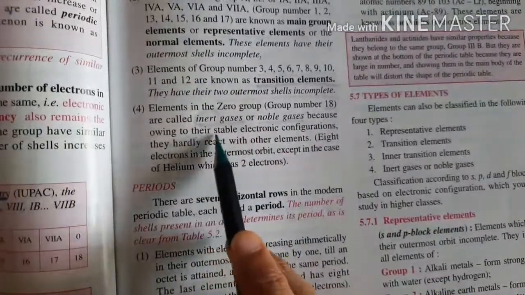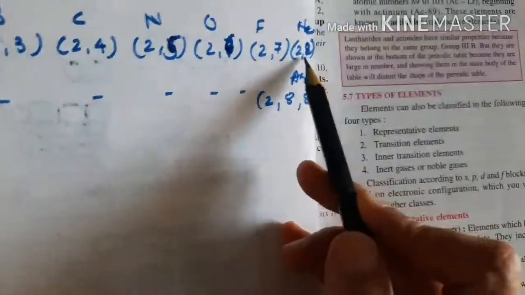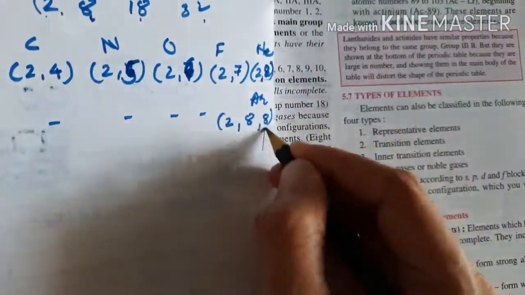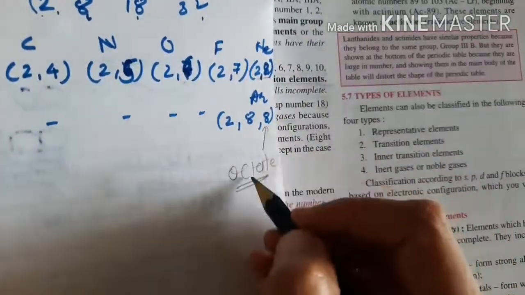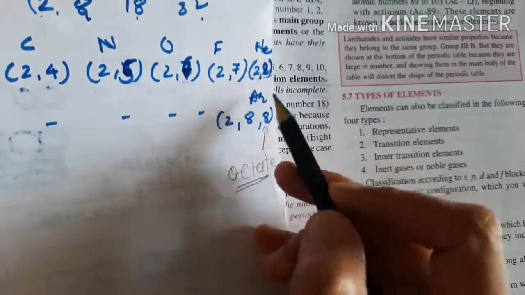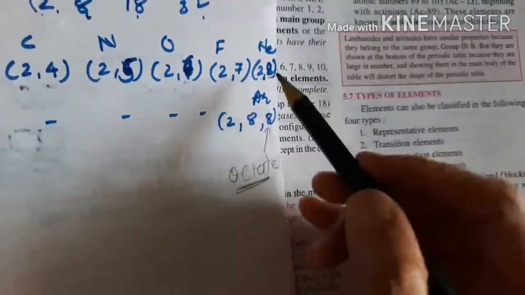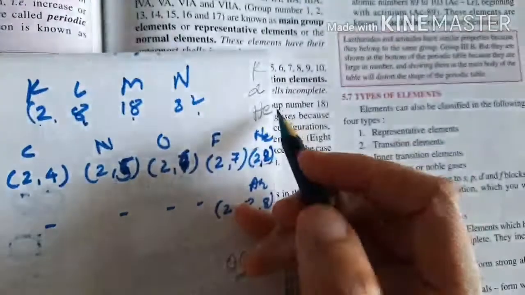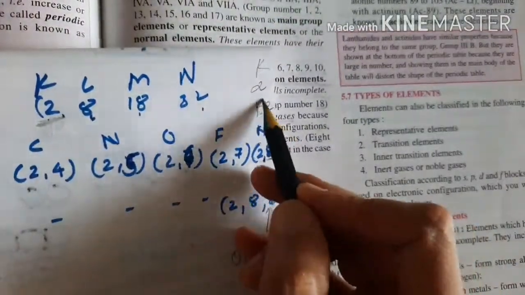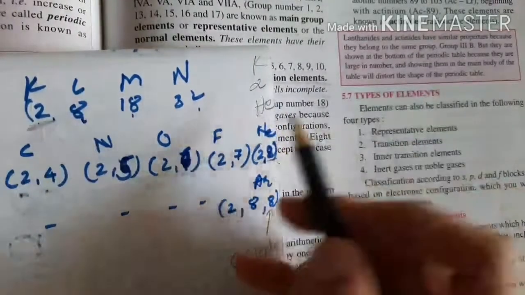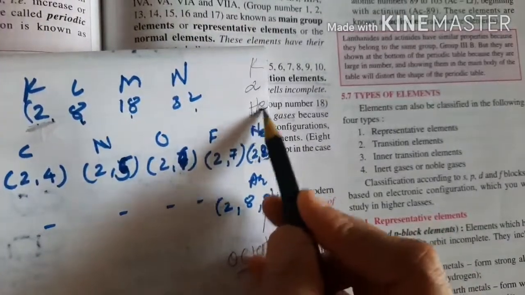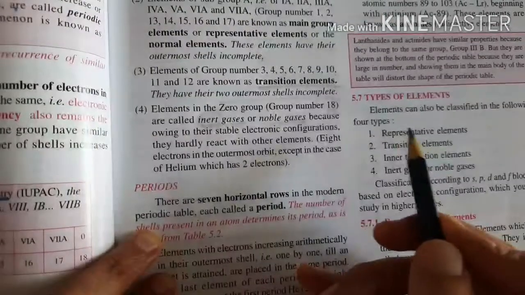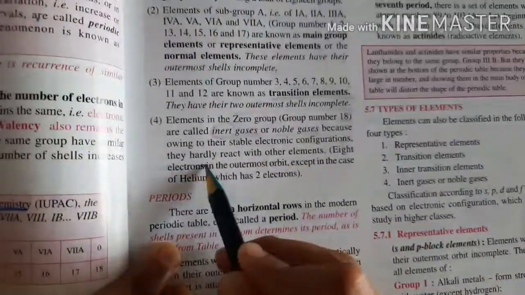This is because of their stable electronic configuration, which means here 2, 8, and here also 2, 8, 8. This is called the octet completed. Octet means 8, and those whose octet is completed are completely stable. Except helium, which has 2 electrons in the K shell, and the K shell can only hold 2 electrons, so it is completed. There is no third electron, so no need to go into the second shell. So except helium, other noble gases have completed their octet, and that is why they hardly react with other elements.